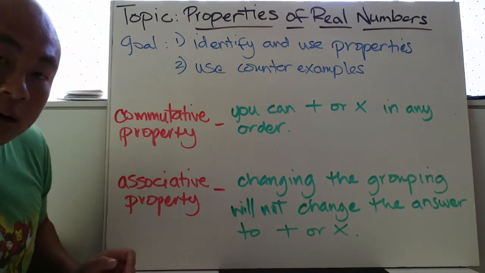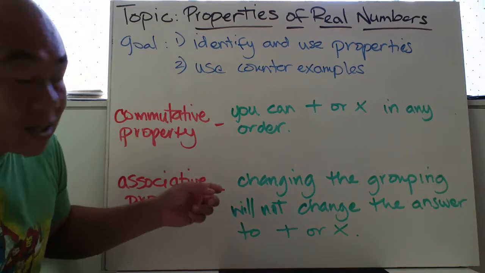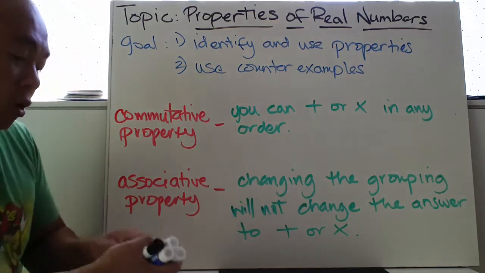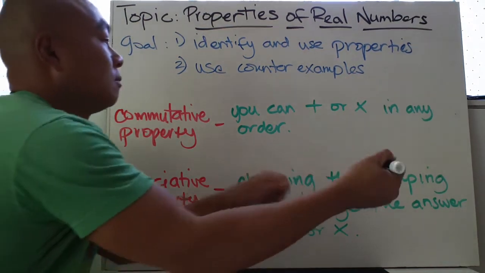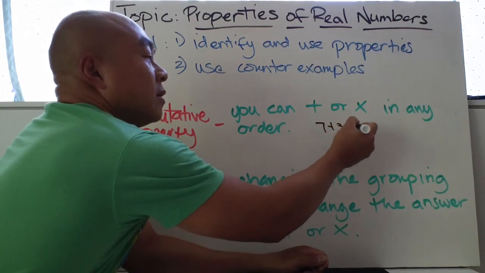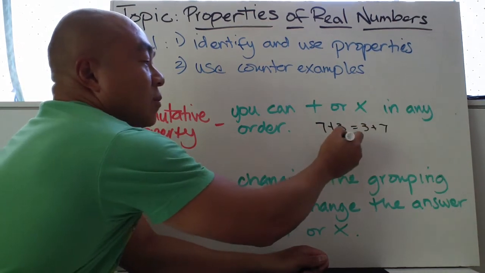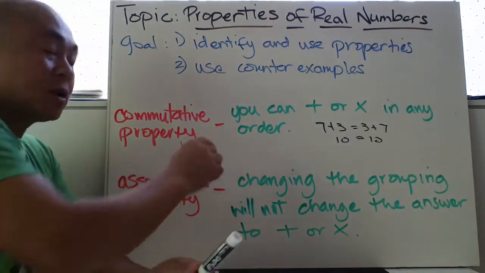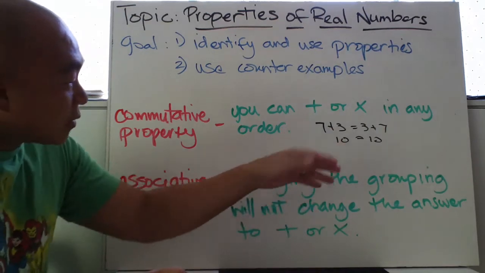Alright, we have two main vocabulary words. Commutative property basically means that you can add or multiply in any order. So let me give an example. If I take 7 plus 3, that's the same as taking 3 plus 7. They both become 10. So it really doesn't matter which way. So that's just a property that you should know about, just the order of how the numbers are going.